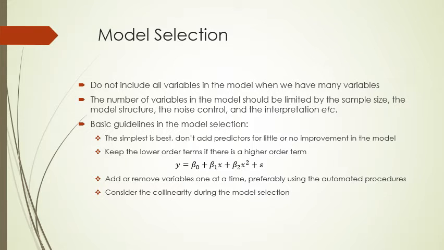Third, add or remove variables one at a time, preferably using the automated variable selection procedures. In practice, there is no perfect selection procedure in many situations. We may combine or compare several procedures to optimize the model. Last, consider the collinearity during the model selection.